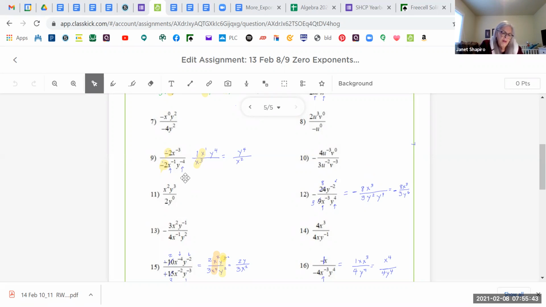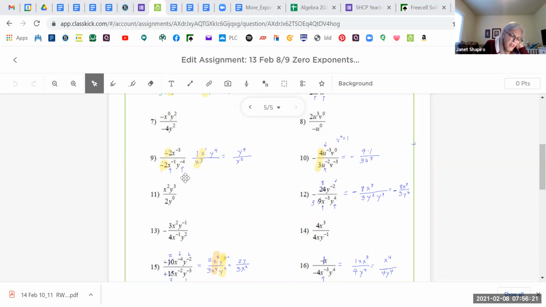All right. On number 10, I have a minus out in front, so that's going to stay there. When I look at 4 divided by 3, I can't reduce that, so I'm just going to leave the 4 and the 3 where they are. Right? I'm going to move everything else to the reciprocal place if it has a negative exponent. So my u to the negative 3 goes to the denominator. My v to the 0, anything to the 0 power is 1. So technically, that's just a 1.